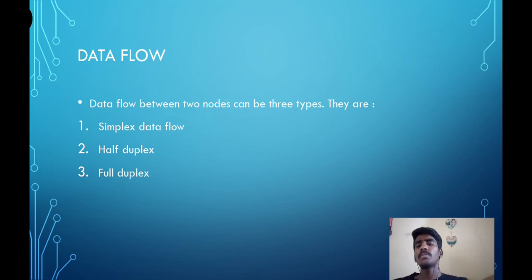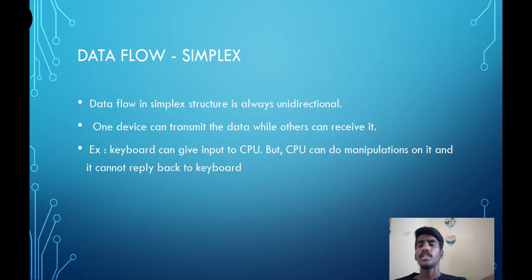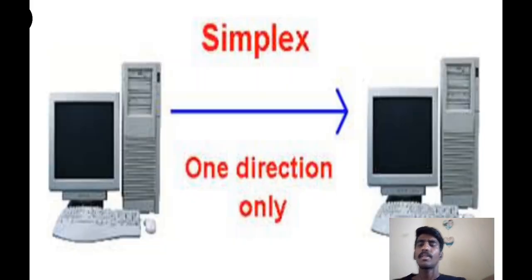Let us know what is simplex data flow. Here it is. Simplex data flow structure is unidirectional, so that we can communicate in one direction. Example, let us take keyboard CPU communication. Keyboard can give its keys as input to the CPU, but CPU can't reply it back. Here is a visual example for simplex.